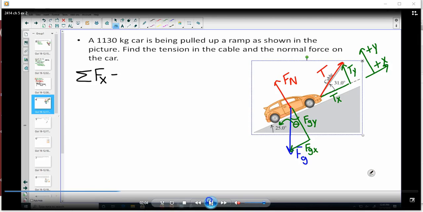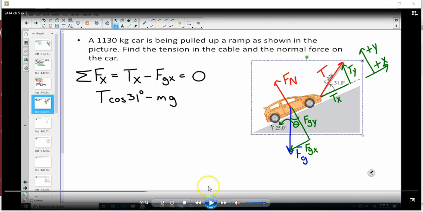And so if we start with the x direction, the sum of the forces in the x direction: positive tension force up the incline minus the gravitational force down the incline is going to be equal to 0. And we know that the tension T times the cosine of 31 degrees should give us the component Tx. The magnitude of the gravitational force is m times g, which is the weight.